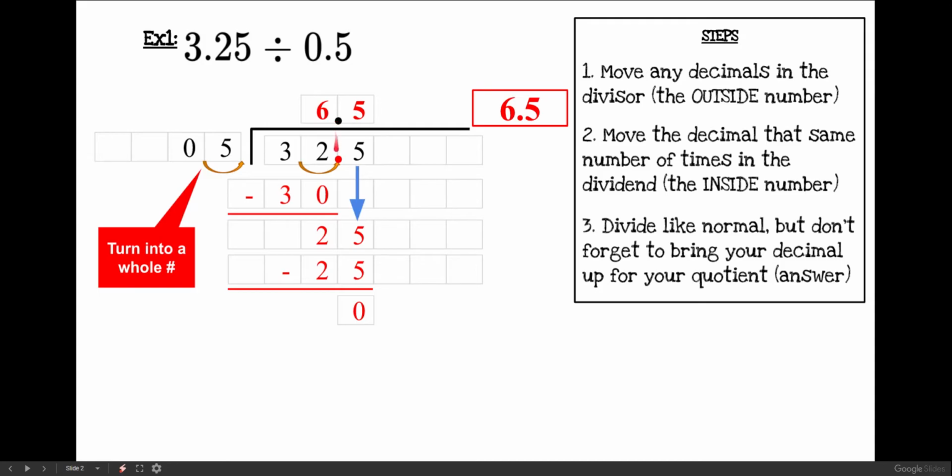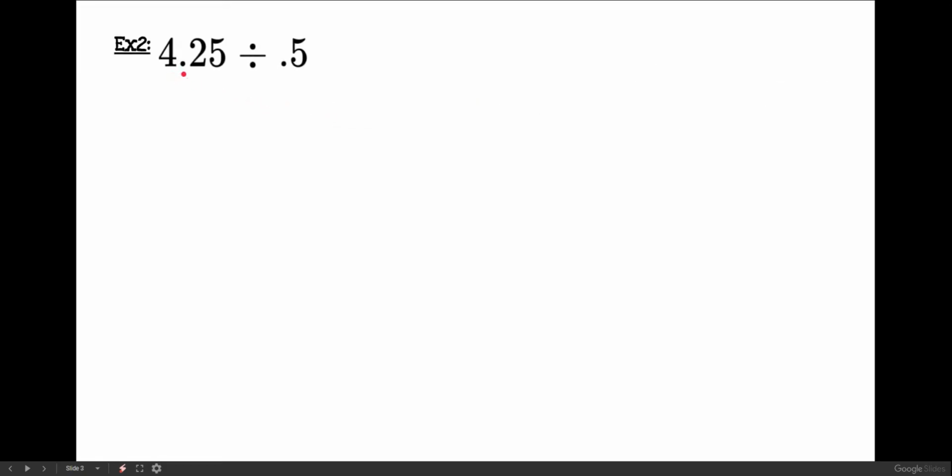Now, like I said before, some people like to put the decimal straight on top first. It's your personal preference, what you choose to do. What works best for you, do that. Let's try another example. 4.25 divided by 0.5.